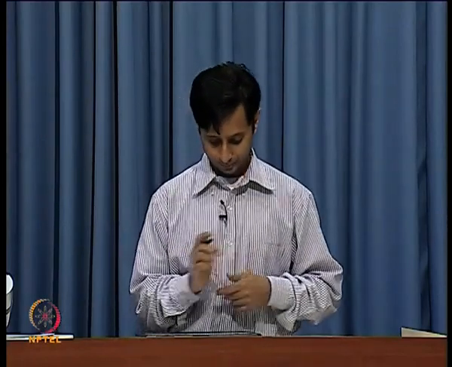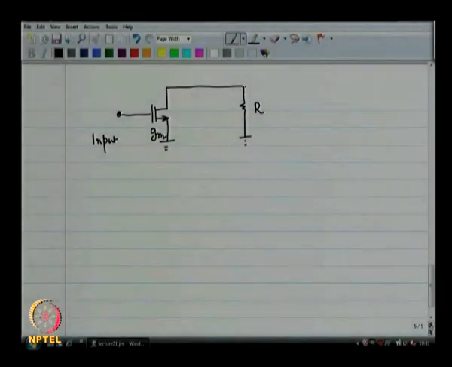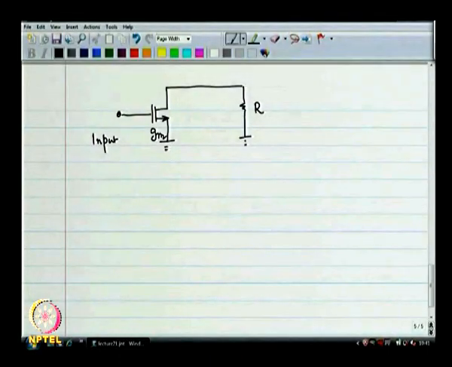So, suppose this is your system. What is the input referred noise of this? This is my input. Do I need to worry where the output is? Should not matter where the output is. The input referred noise is going to be the same. Fine, this is my output.